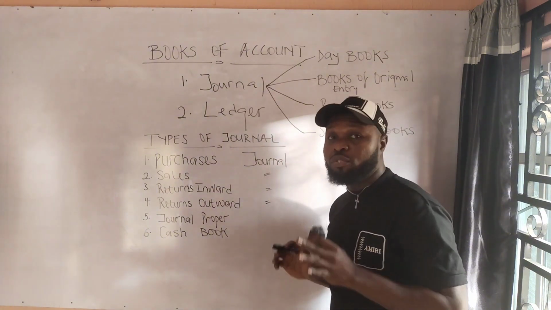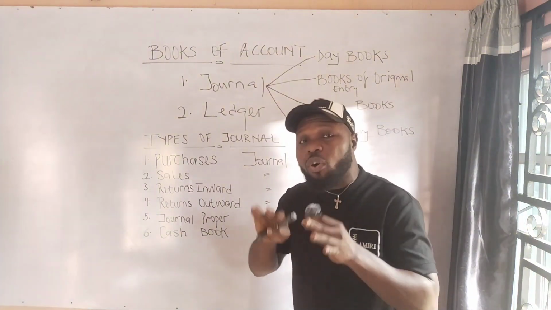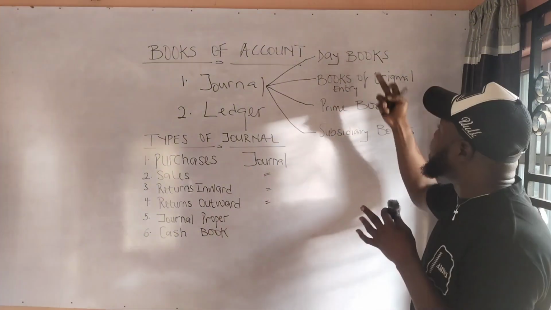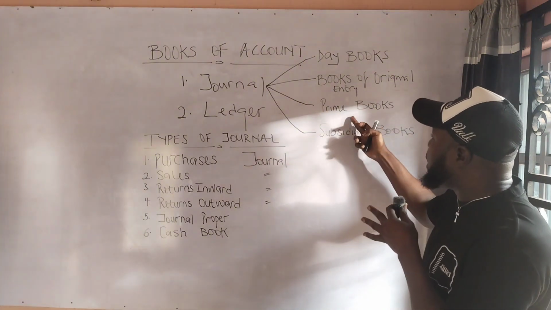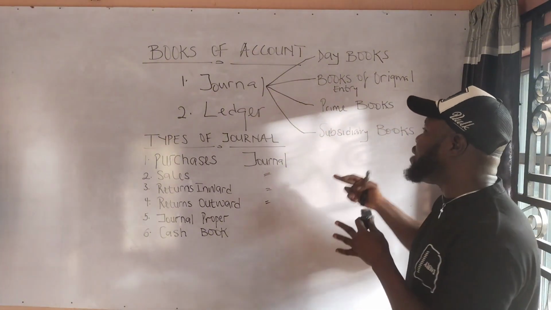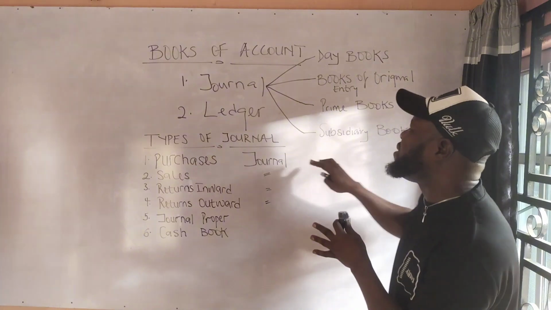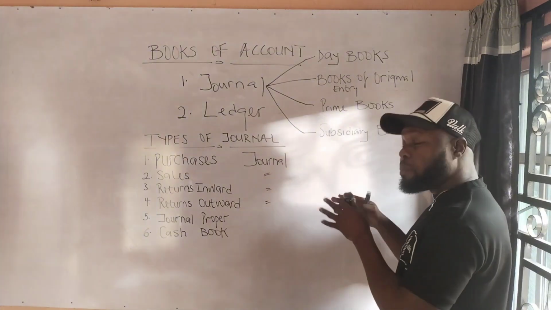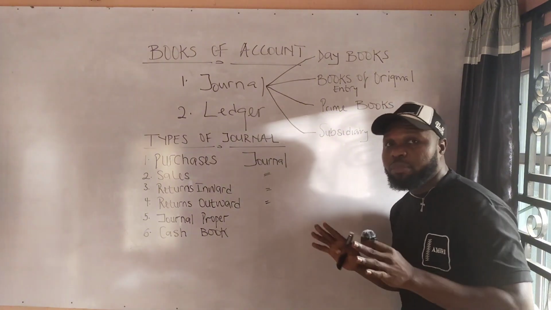And that is that about journal. Now you see this journal, it has other different names. They call it daybook, they call it books of original entry, they call it prime books, and they also call it subsidiary books. Even though I do not personally agree that subsidiary books is a complete journal, it is just a category of journal. But in some textbooks, they also call subsidiary books a journal. However, that is not where I'm going today.